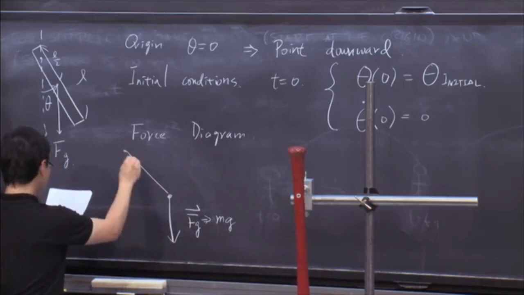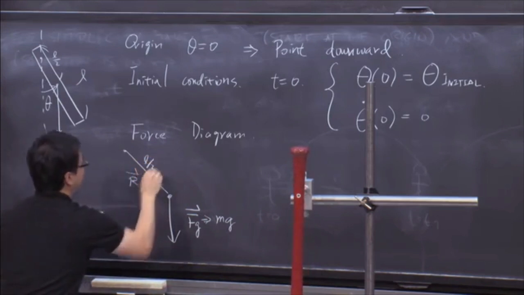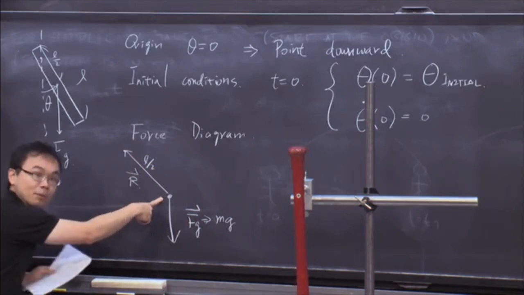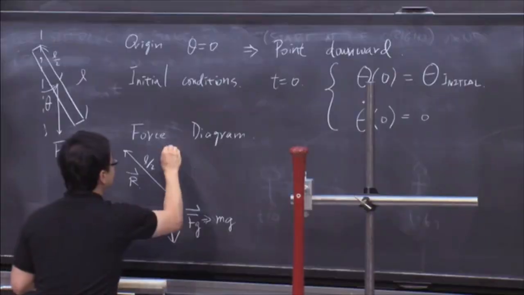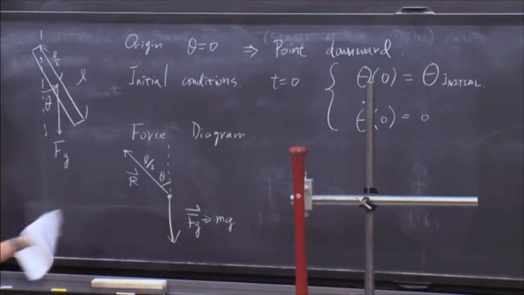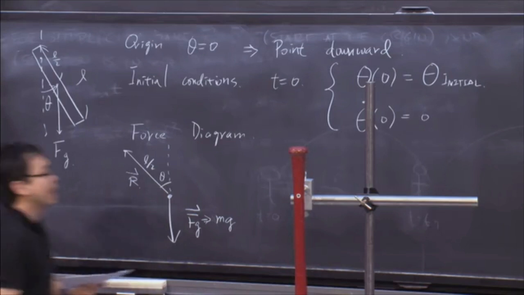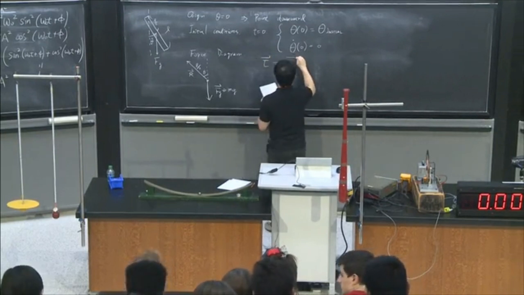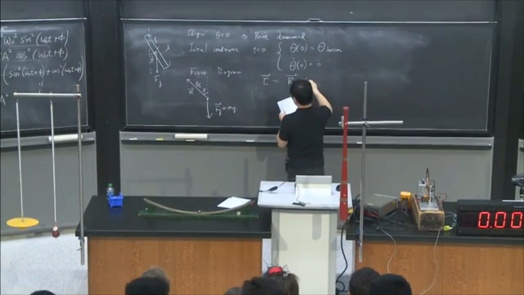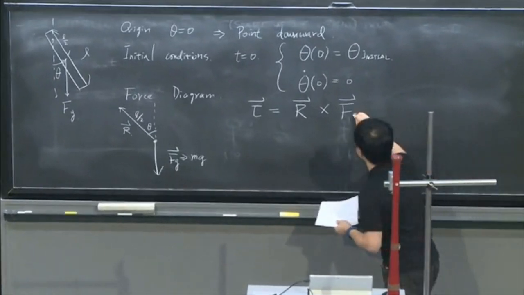And also, we know the r vector. This vector has a length of L over 2, and is pointing from the center of mass of this rod to the nail. And also, we know the angle between this vector pointing from the center of mass to the nail and the vertical direction, which we have already defined, which is called theta. Therefore, now we can calculate the torque. Tau will be equal to this r vector cross the total force acting on the center of mass. In this case, it's just Fg.